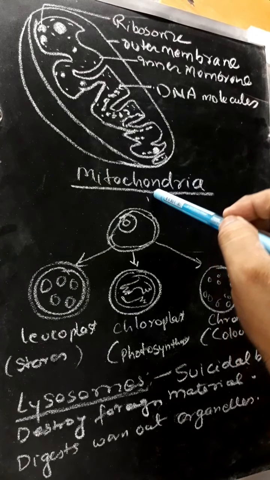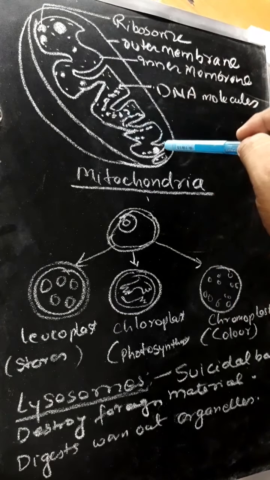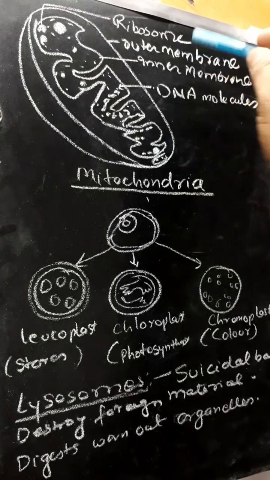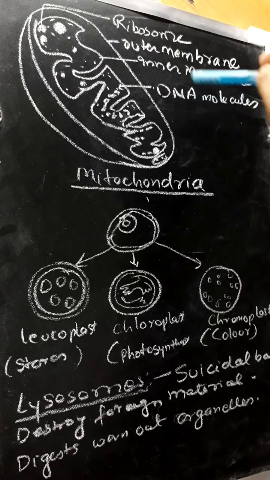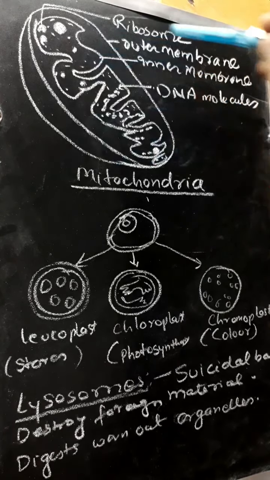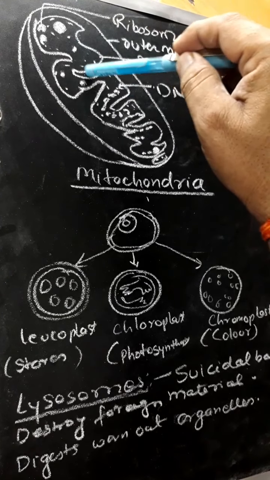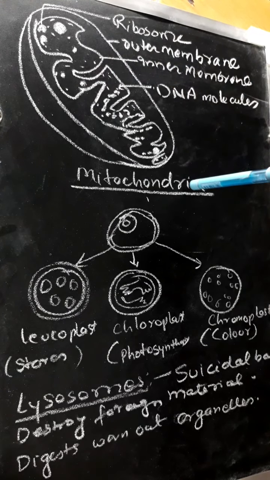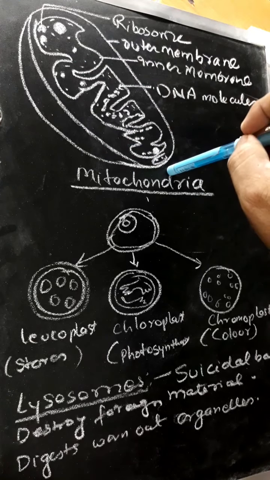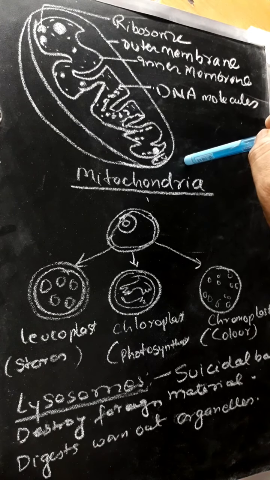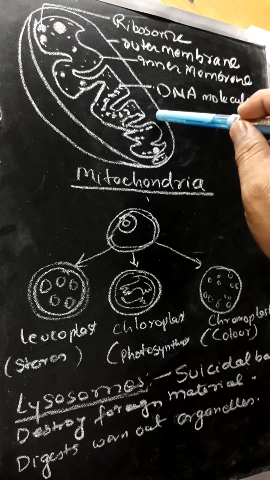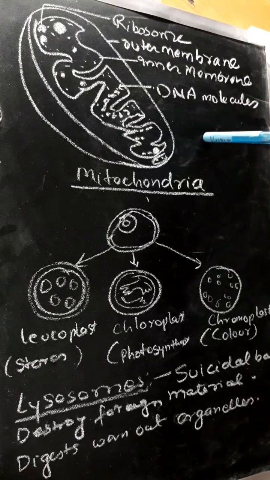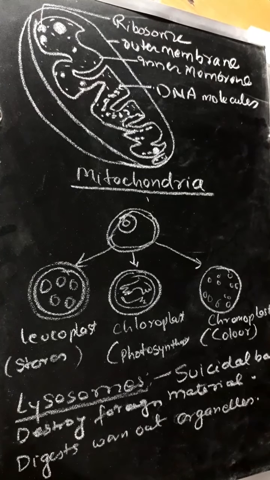This is mitochondria. It is a double membrane structure having its own ribosomes and DNA. This is the outer membrane, and this is the inner membrane. It is called the powerhouse of the cell because it uses molecular oxygen to oxidize carbohydrate and fat to produce energy in the form of ATP molecules.